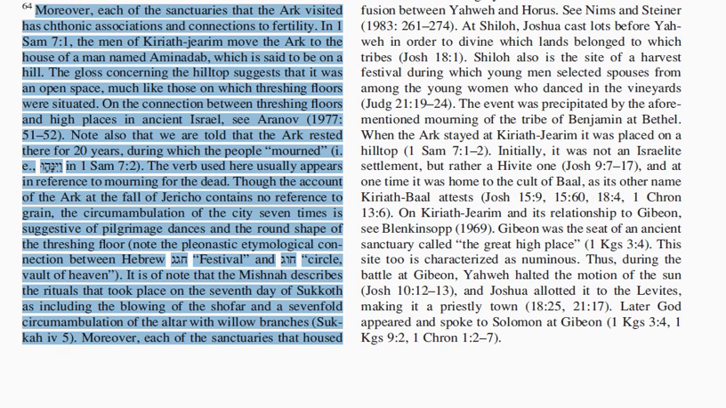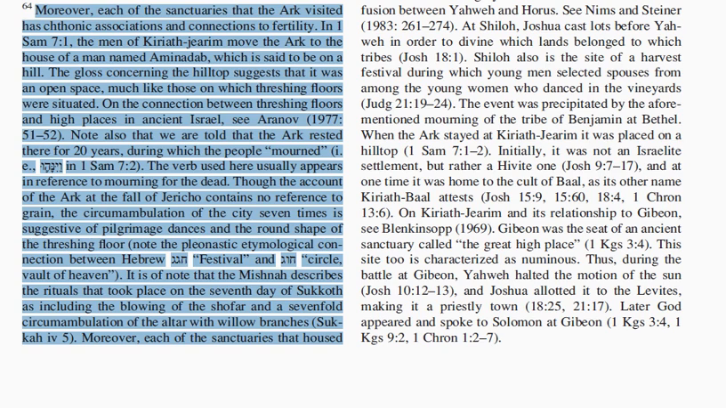Note also that we are told that the ark rested there for 20 years, during which the people mourned. In 1 Samuel 7:2, the verb used here usually appears in reference to the mourning for the dead, though the account of the ark at the fall of Jericho contains no reference to grain. The circumambulation of the city 7 times is suggestive of pilgrimage dances and the round shape of the threshing floor. Note the pleonastic etymological connection between Hebrew festival and circle, vault of heaven.